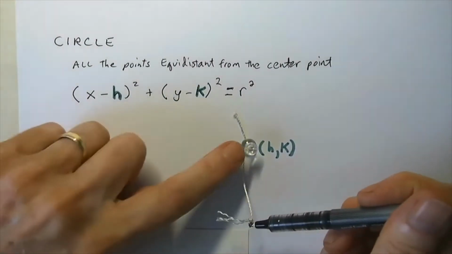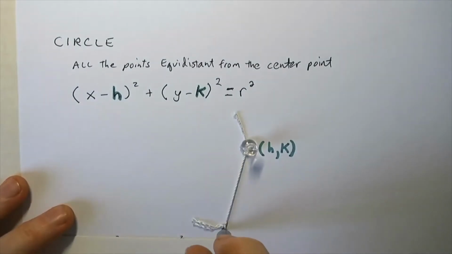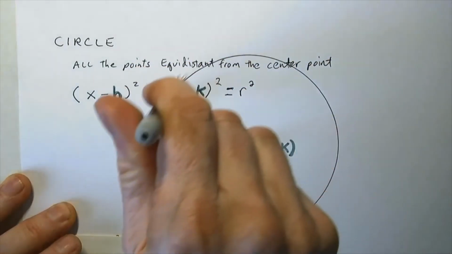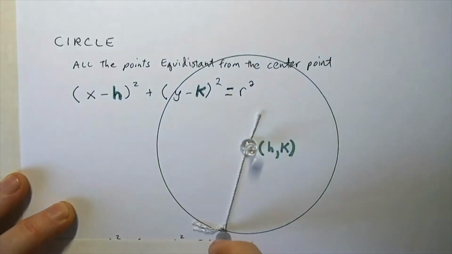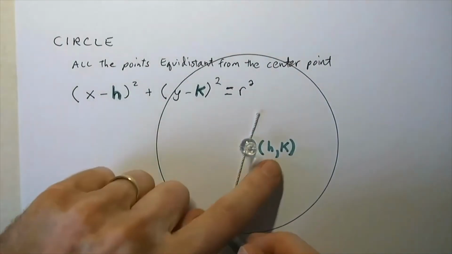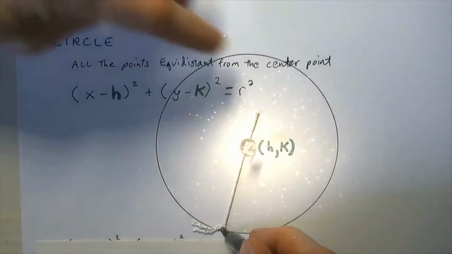I did it here. I put this push pin in here with a string, and the string never changes length. And if I just went around, you get a circle. A circle is all the points the same distance from the center. Pretty cool. And remember, we called the center H and K, and we put it right in here. And r was the radius.